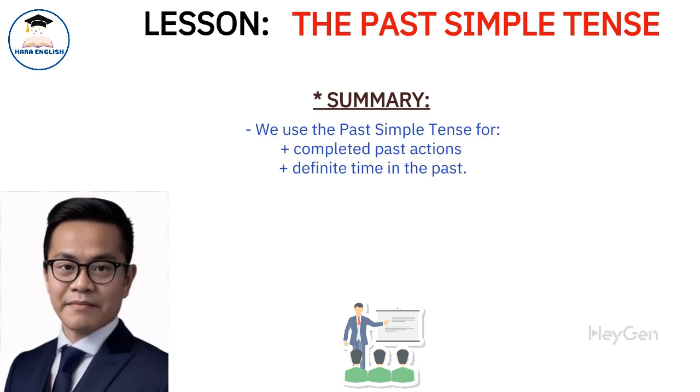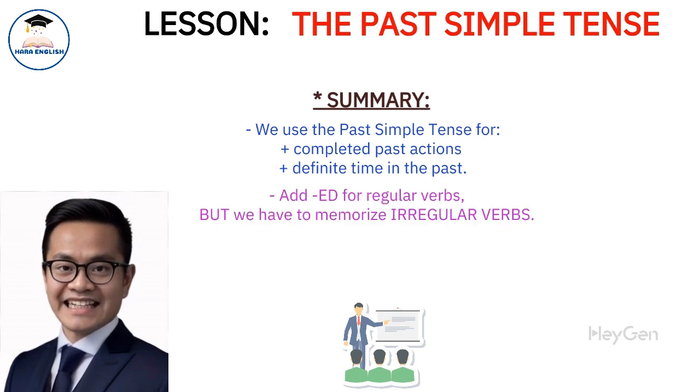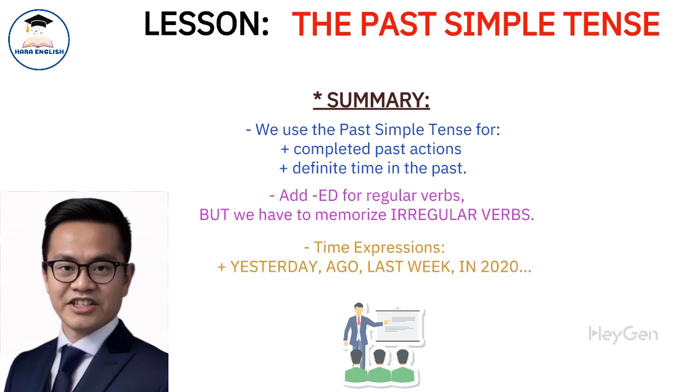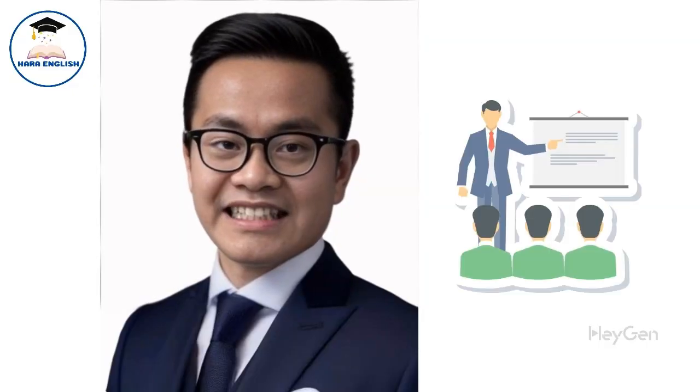Let's see what we have learned today. We use the past simple for completed past actions and definite time in the past. Remember to add ed for regular verbs, but memorize irregular ones. Use the past simple tense when we see clue words like yesterday, ago, last week, in 2020, and so on. This is the end of the video.